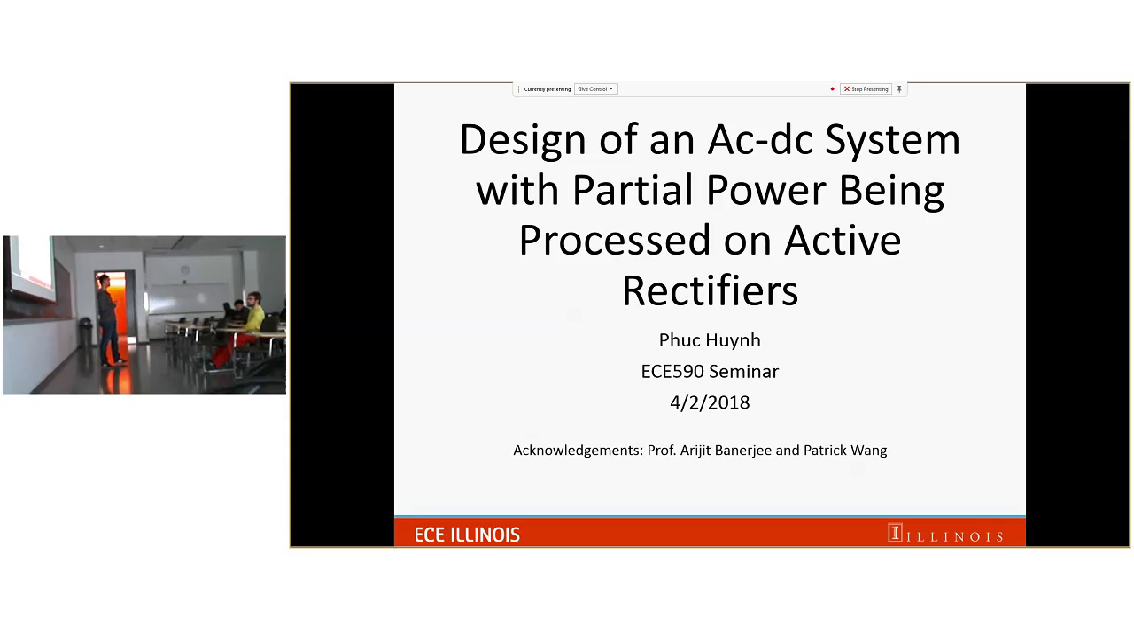Today we're talking about the design of an AC to DC conversion system with only partial power being processed on the active rectifier. With active rectifier, I mean the type of rectifier we can control. We have control over it to regulate the output voltage.